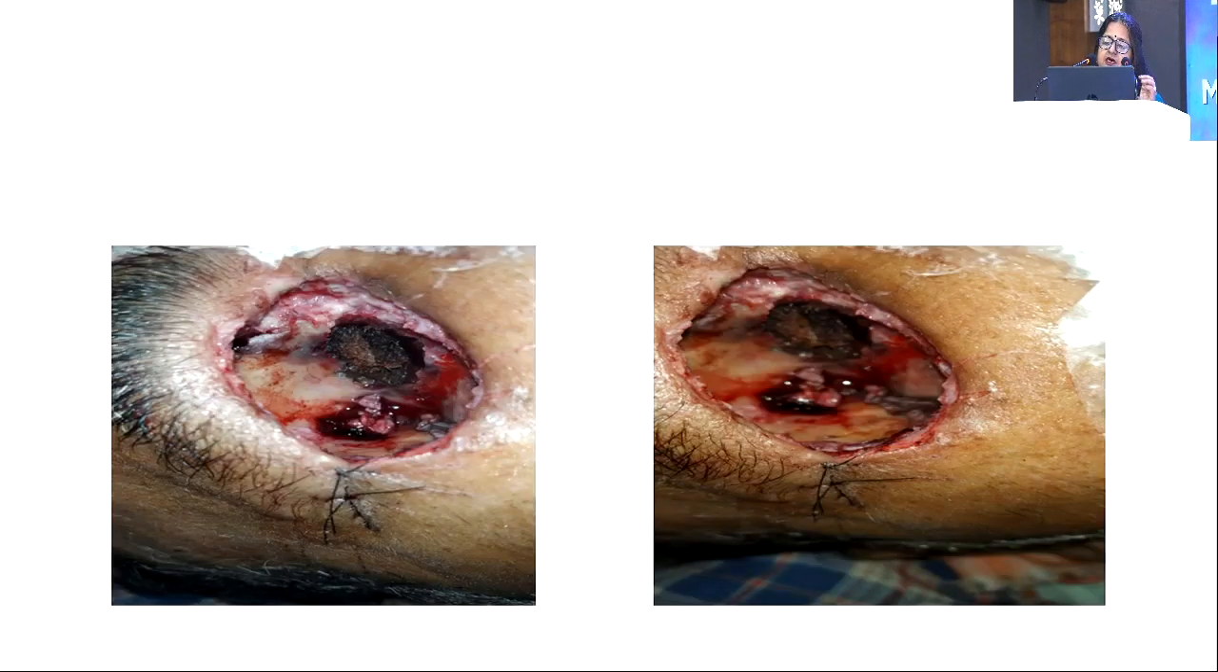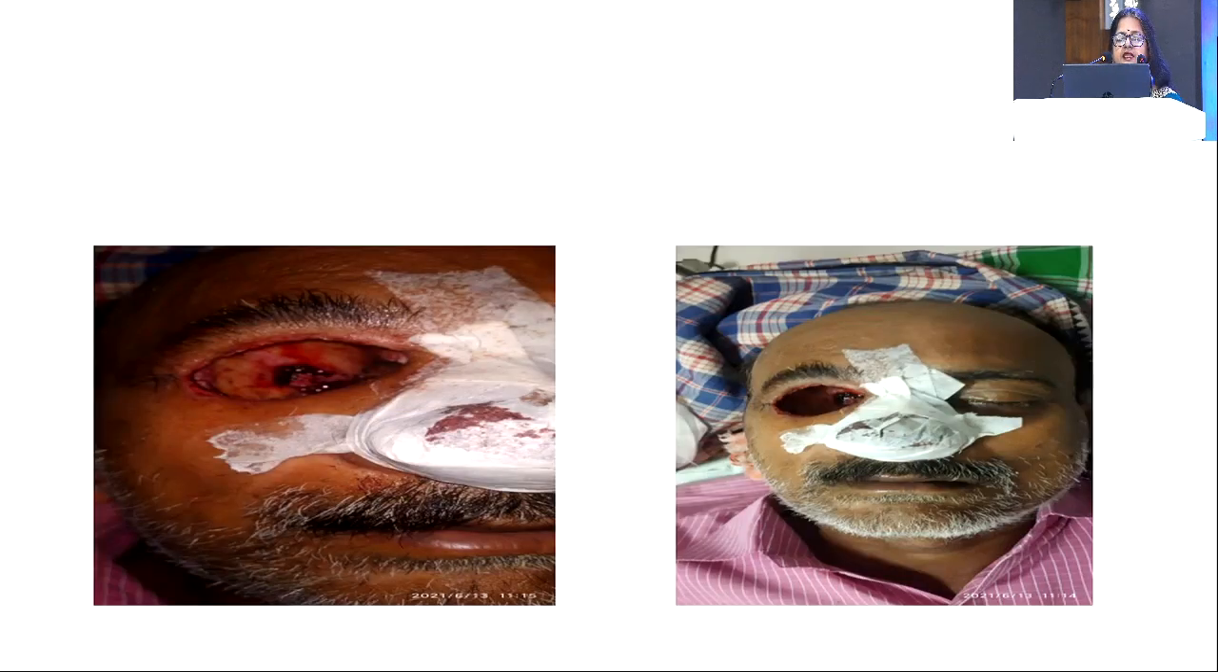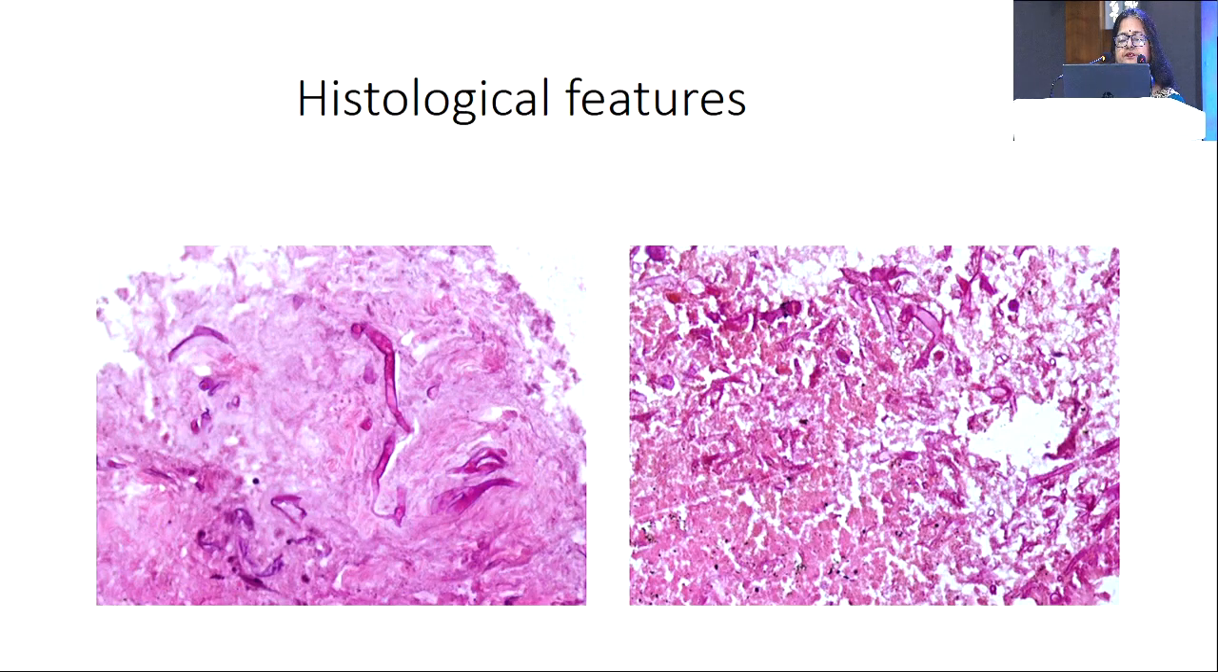This is the view of the patient after exenteration of the orbit. All the extraocular structures, the eyeball, the muscles, the orbital fat, everything was removed, and in the bony cavity, skin grafting was later done. This is the view after skin grafting.